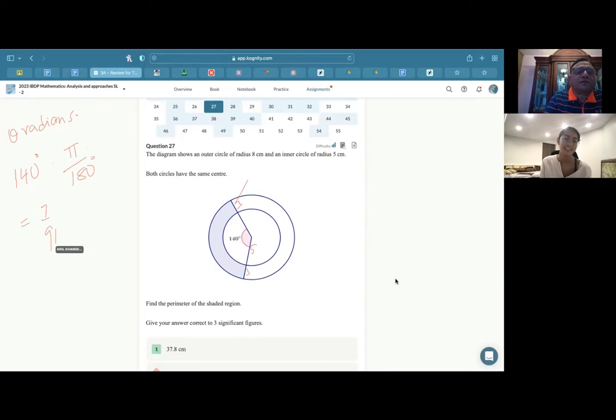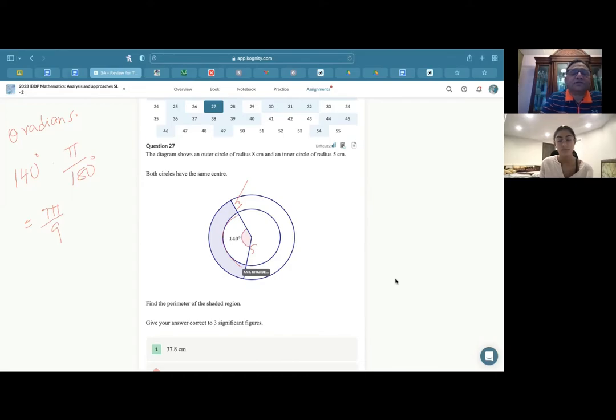7 pi over 9, with pi in the numerator. Okay, that's what I was thinking. I just divided by the common factor, 20. So, 7 pi over 9. Makes sense. So now you know these two arc lengths, which are r theta.